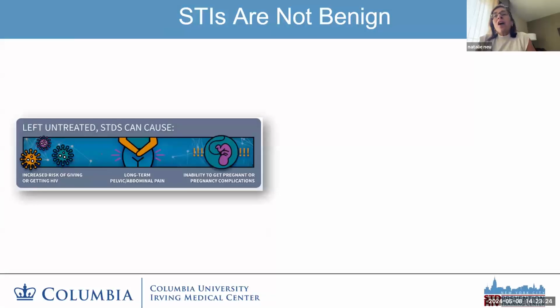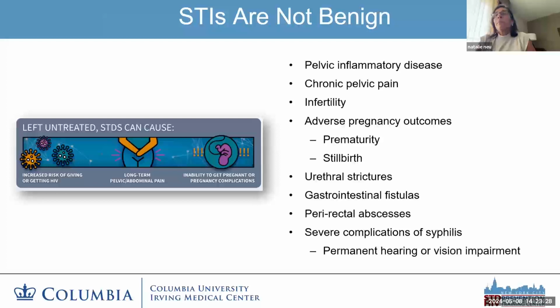We know that STIs are not benign. If we don't test, next slide, we know that we're going to have problems with pelvic pain, chronic inflammatory disease, infertility, even such things as urethral strictures. And we know that syphilis, if it's not diagnosed, can lead to permanent vision or hearing loss. Next slide.